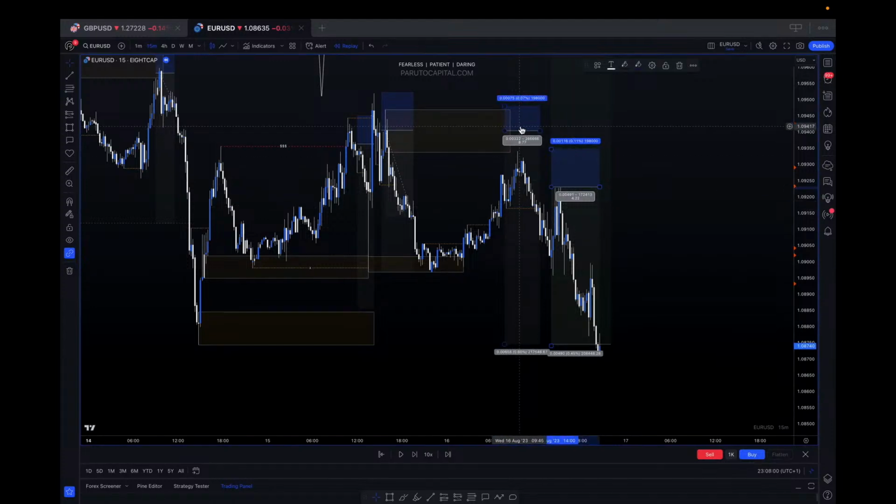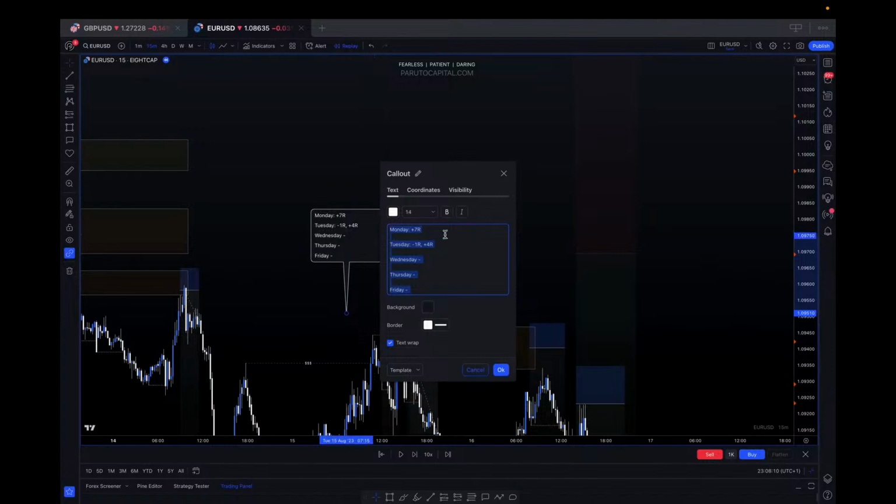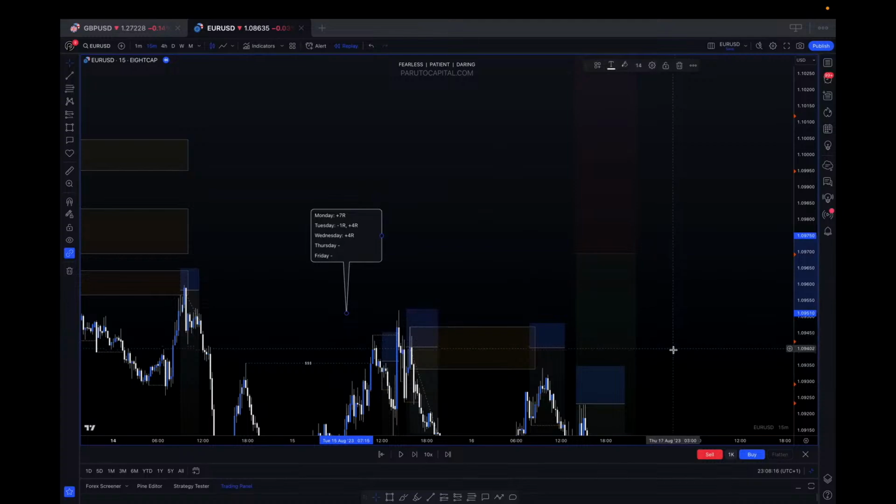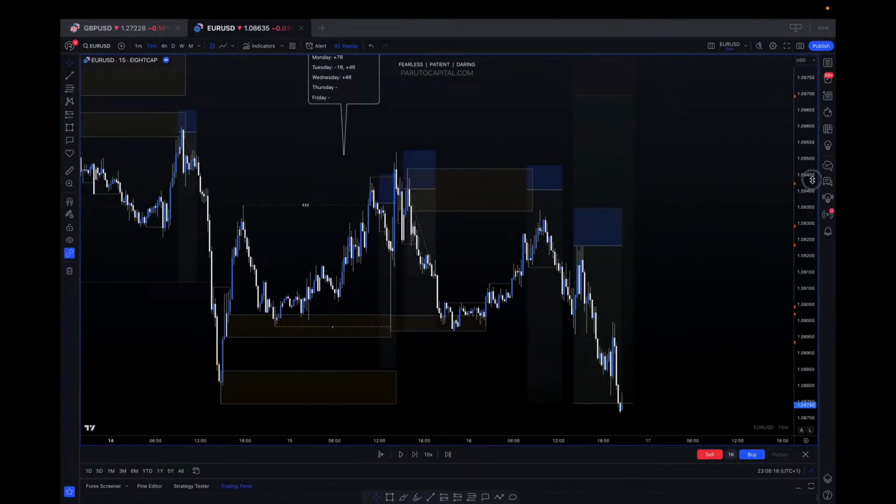So on Wednesday, this entry, London session did not work out, but then this entry, New York session worked out just fine with our stop above this area. So that's 1 to 4. So we can update this. So Wednesday plus 4R.